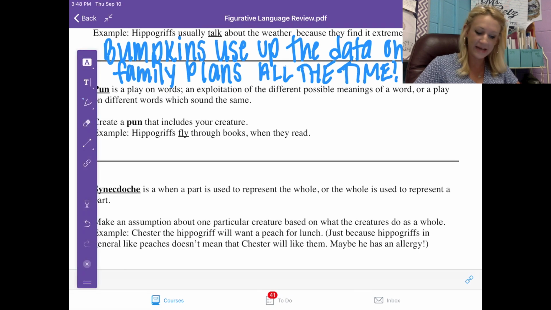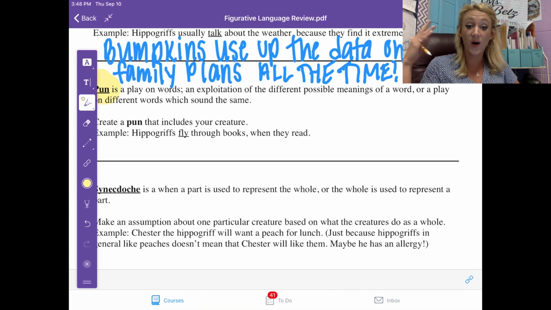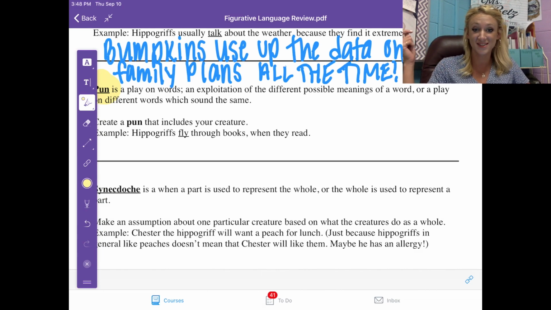Okay, we have 2 left and then we're done. Let's take a look at puns. A pun is a play on words. So puns are fantastic. Usually in class, whenever I ask you guys if you have questions and no one has any, I also ask you if you have any puns to share because they're fun.